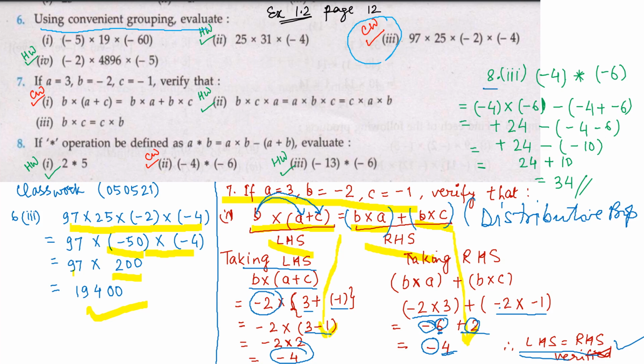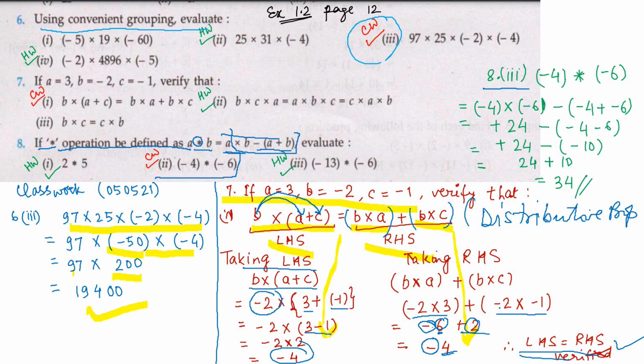Question number 8, subpart 3. Now here what they are saying: if star operation is defined as A star B is equal to A into B minus A plus B. Evaluate means wherever star is there, we have to put this whole value. Now A star B is A into B minus A plus B. So how will we do?